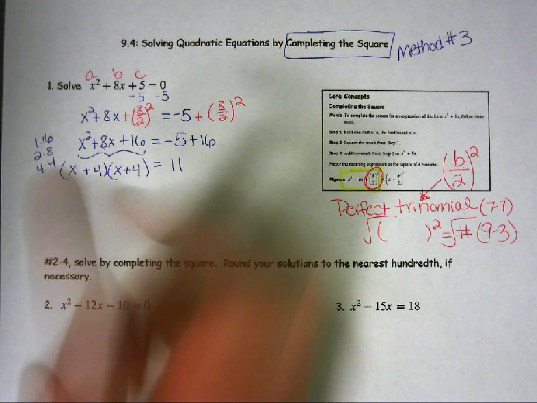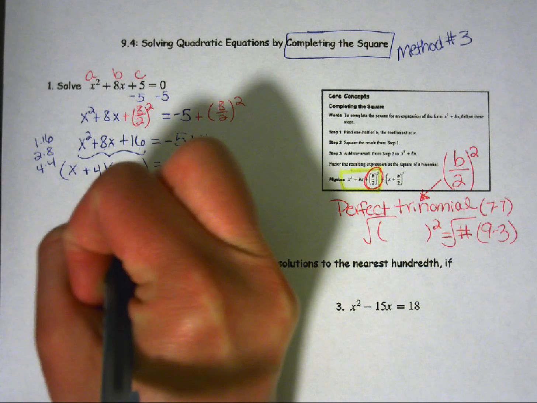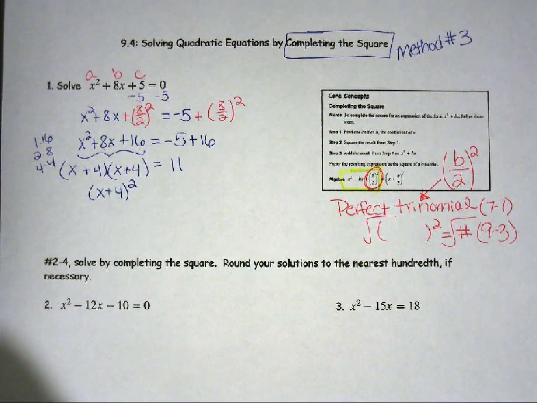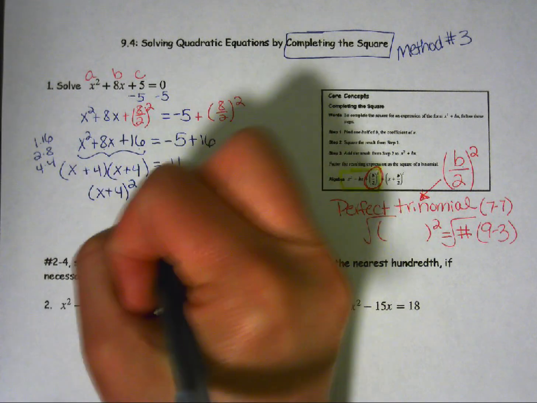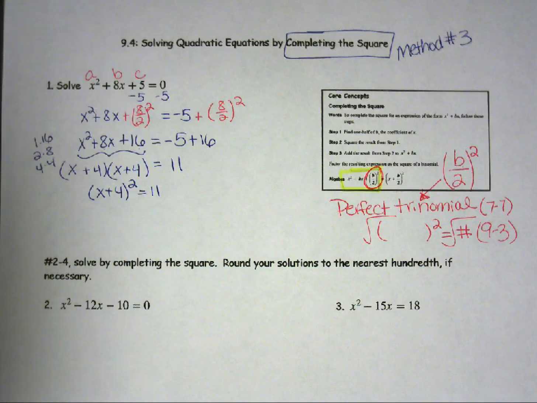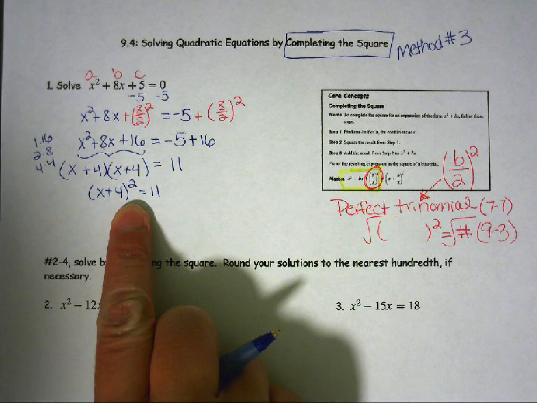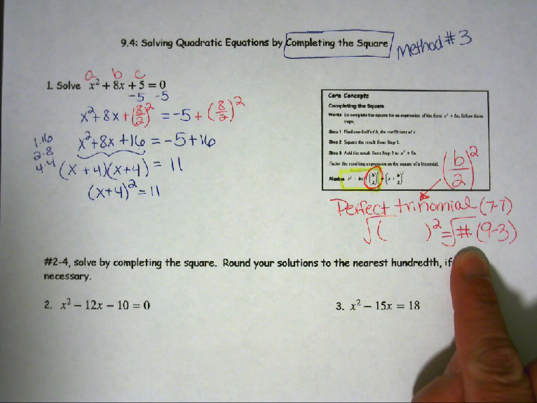So what I can do is put those together. I can say (x plus 4) quantity squared. And now that's going to equal 11. And so what I've essentially done is I've created a problem that looks exactly like what you did yesterday.